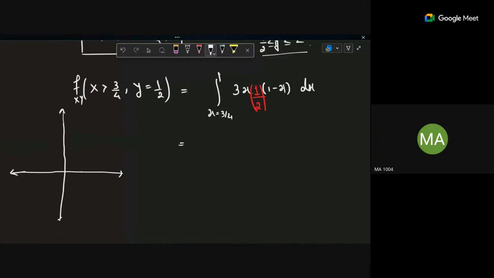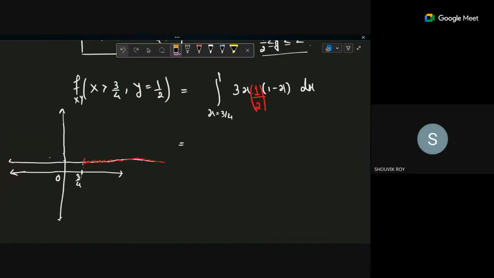But let's say x equal to 3 by 4 is somewhere here, okay? And let's say y equal to 1 by 2 is here, right? So they are saying your y is equal to 1 by 2. You are calculating the joint PDF along this line, y equal to 1 by 2 and x greater or equal to 3 by 4. That means it will be a line, not a point. This whole line will be your region. Okay, got it. That's why it will not become 0, and you can do it like that, okay?